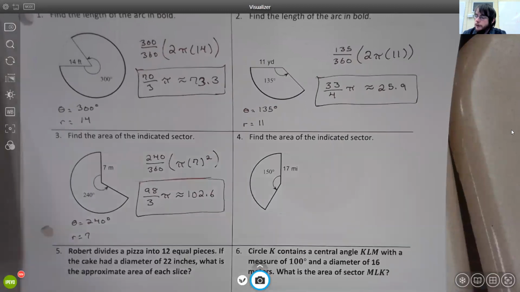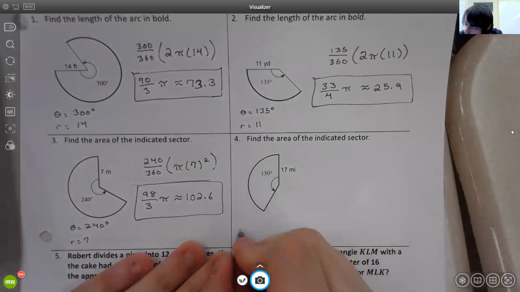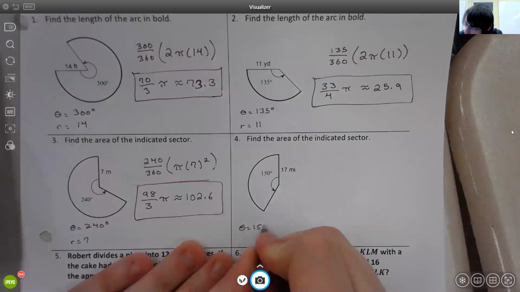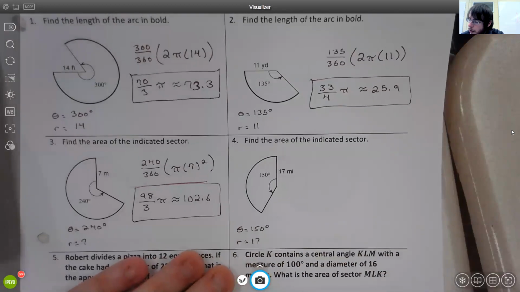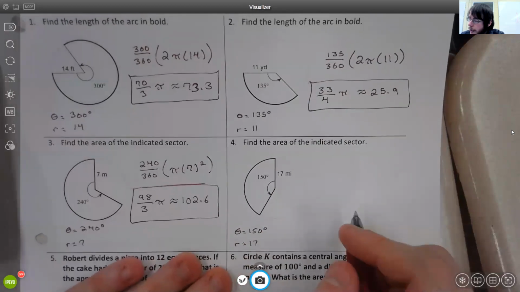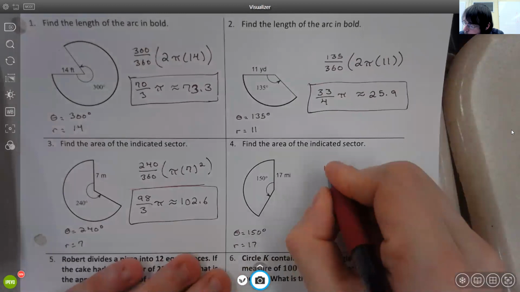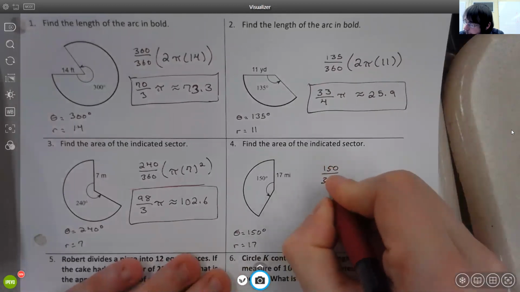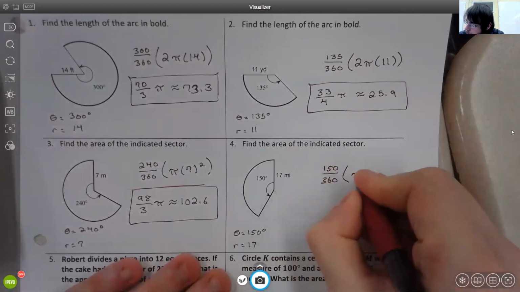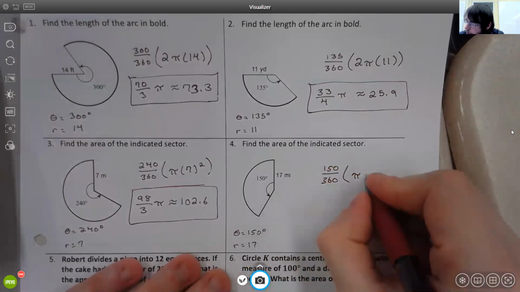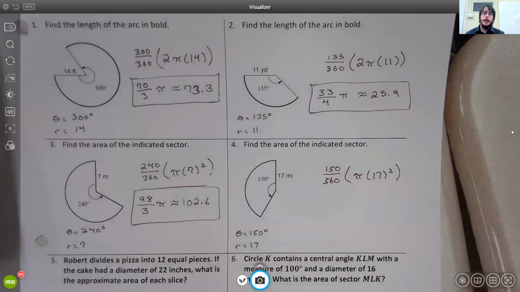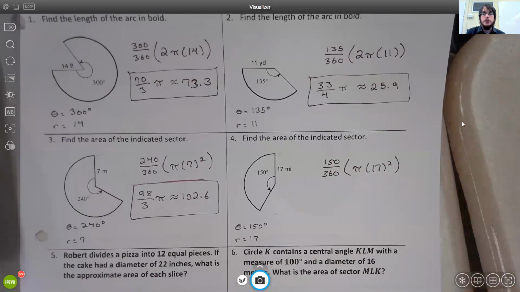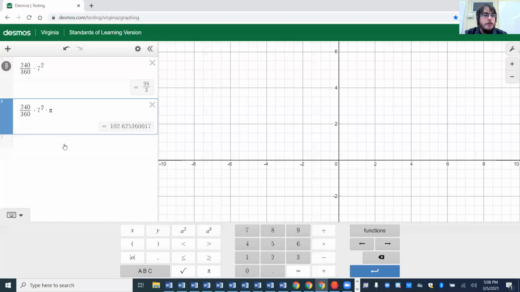So let's look at number 4. Number 4, our theta is equal to 150 degrees, and our radius is 17. So we're looking for the sector area. So we're going to do 150 over 360. And then in the parentheses, we have pi times r squared, which is 17 squared. Now you are going to get a rather large fraction for this if you do it the approximate or the exact way.